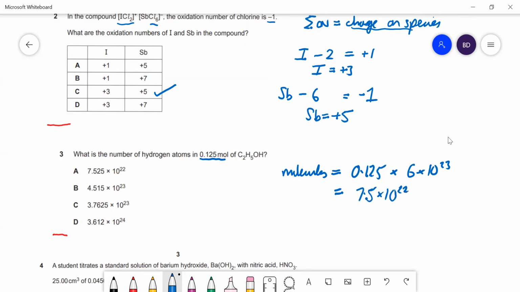And now we need to multiply that by 6 because you've got 6 hydrogen atoms in one molecule. So for the number of hydrogen atoms, it's 6 times that. Right, it's 4.5 times 10 to the 23. So it's that one there.